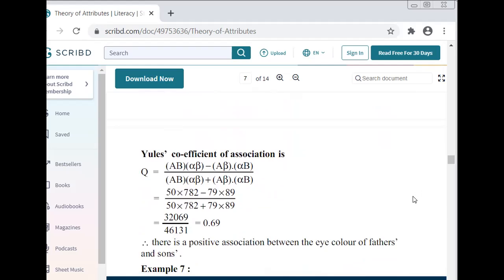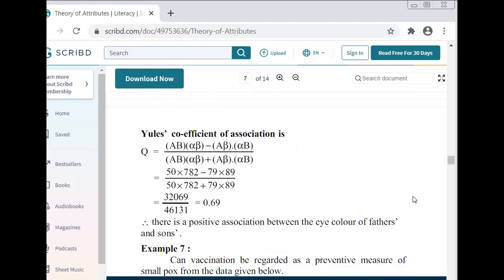So Yule's coefficient of association, the notation is capital Q. Capital Q equals, what is the formula here? Frequency of AB into alpha beta minus frequency of A beta into alpha B, divided by frequency of AB into alpha beta plus frequency of A beta into alpha B. So that equals 50 into 782 minus 79 into 89, divided by 50 into 782 plus 79 into 89. After simplifying, what is there?